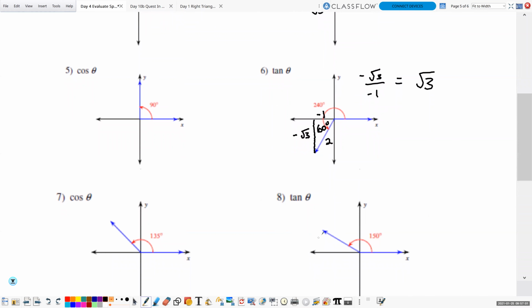We've got 150 here. Reference angle of 30 degrees. Opposite is up 1, goes left root 3. Hypotenuse is 2. Opposite over adjacent. Rationalize the denominator. I get negative root 3 over 3.